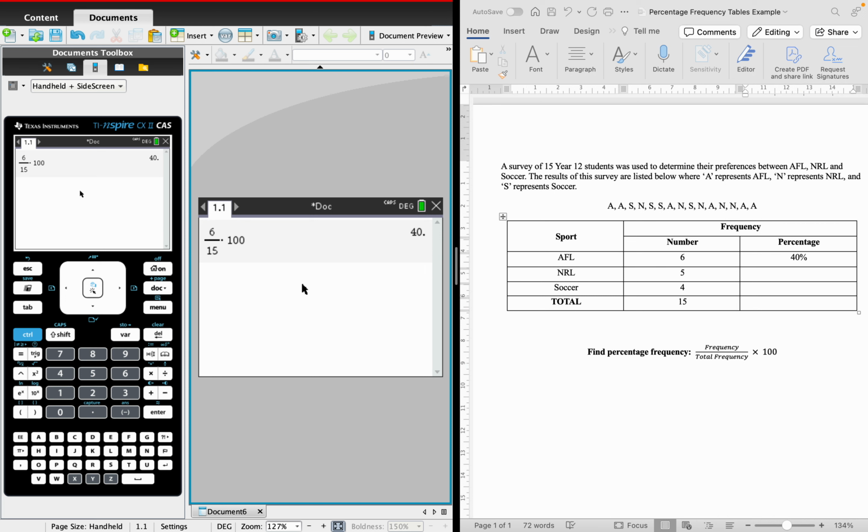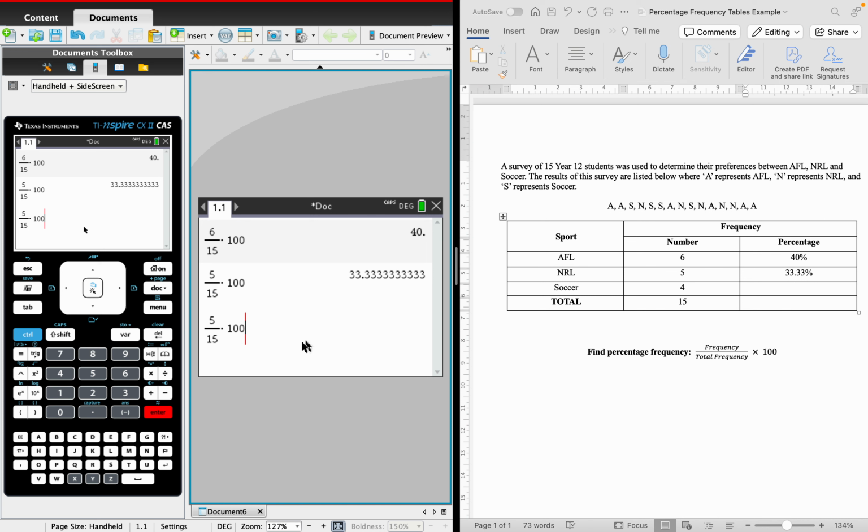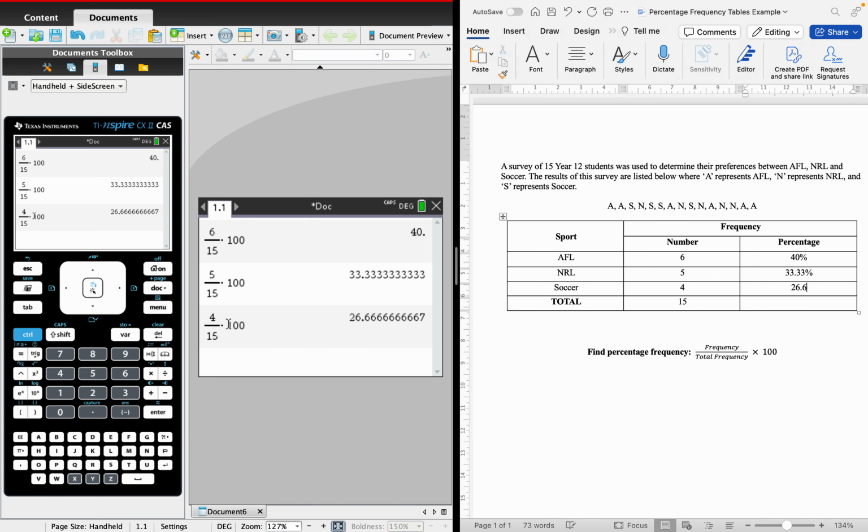Okay, next we're looking at NRL, and that was 5. If I just copy this down, I'll change this to 5 out of our 15 students selected NRL, and that is a third, or 33.33%. Finally, with soccer, we had 4 out of our 15 select soccer, so I'm going to change that to 4 and get a percentage of 26.67%.